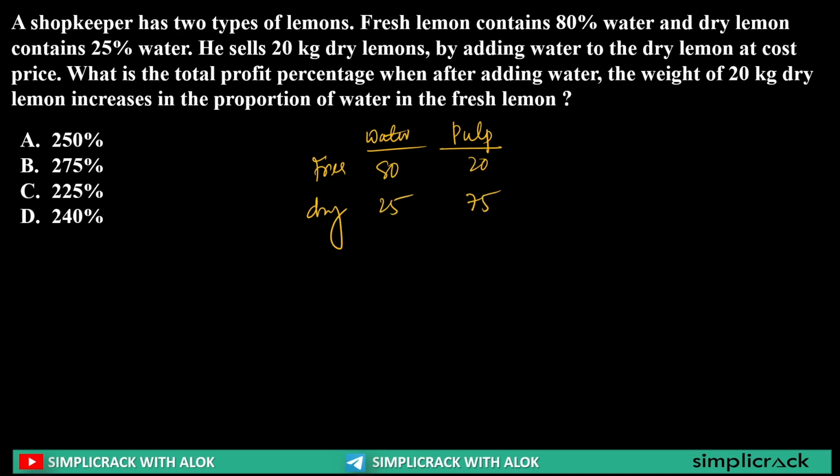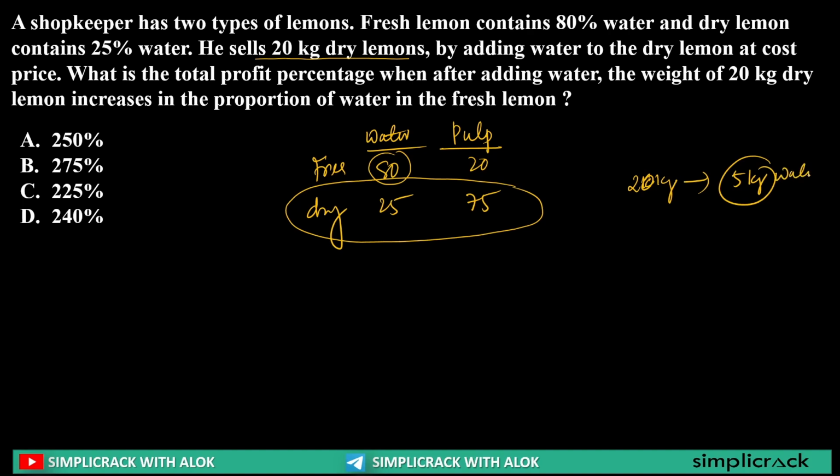Now what it is saying, we are adding water to the dry lemon at cost price. What is the total profit percentage when, after adding water, the weight of 20 kg of dry lemon increases in the proportion of water in the fresh lemon. So in 20 kg of dry lemon, how much water is present? 5 kg water is present, right?